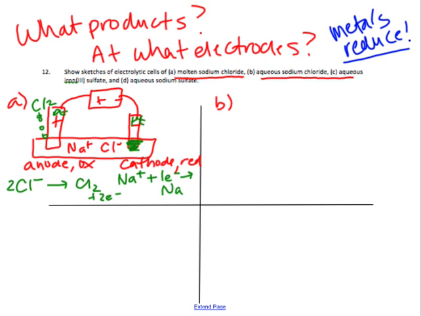So if I were to ask you the question, what are the products of the electrolysis of molten sodium chloride? You would say chlorine gas and sodium solid. That would be the type of stuff you'd be asked.